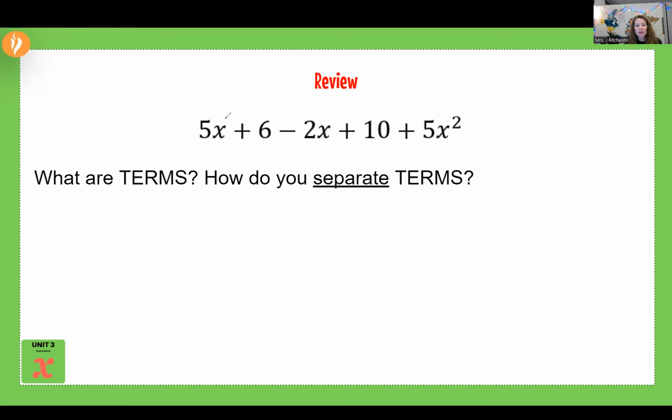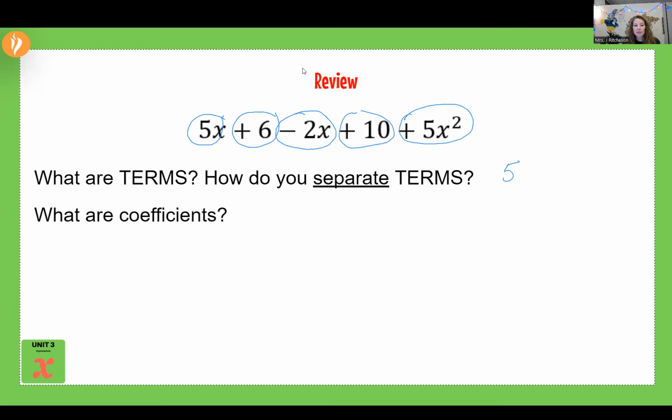We have one term here. We have a positive 6. Remember that the sign belongs to that number or that term. We have minus 2x, we have positive 10, and we have positive 5x squared. So there's our 5 separate terms. And how are they separated? By plus and minus symbols.